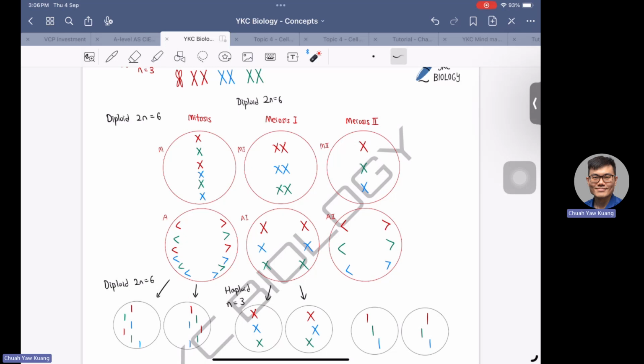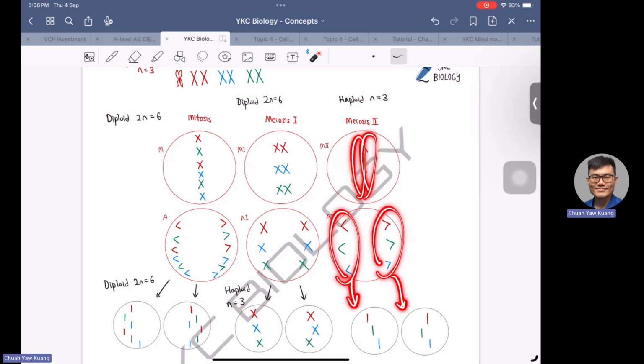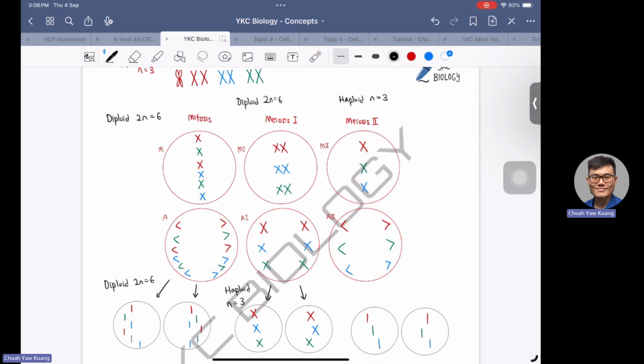While in meiosis 2, this haploid cell will become the parent cell to undergo meiosis II. At the beginning, this cell is already a haploid cell, where n equals 3. You can see that there are only 3 chromosomes here. After anaphase 2, the sister chromatids are separated. Same thing, each of the daughter cells will still receive 3 chromosomes. So the daughter cell is also haploid, n equals 3, with only 3 chromosomes.